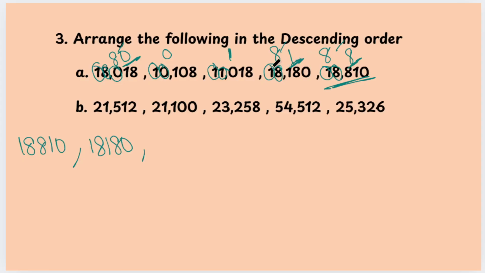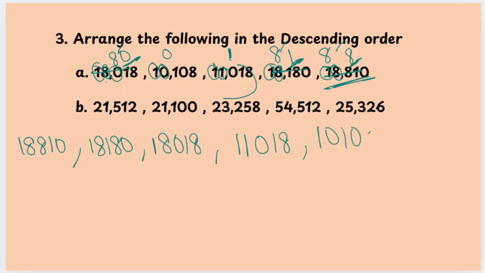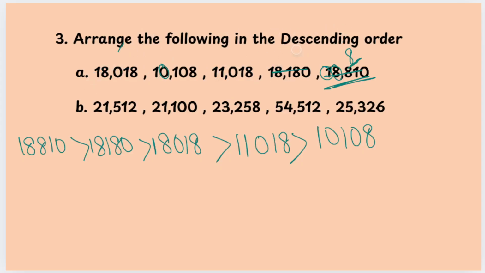180. Okay. Next, this number, third one, 18018. Fine. So these three numbers are finished. Among this 0 and 1, which is the biggest? This one is the biggest. So 11018. Then 10108. Okay, fine. And I have written a comma over here. You have to write a symbol. Fine. Done. So this is how you will do it for the first sum.